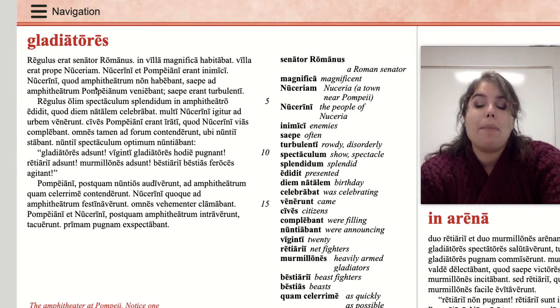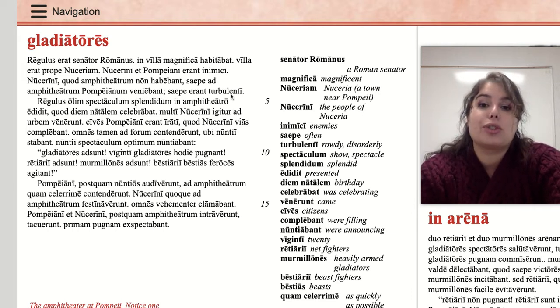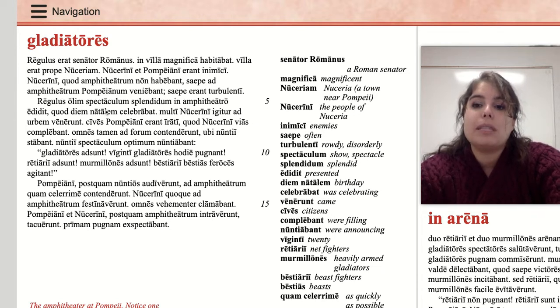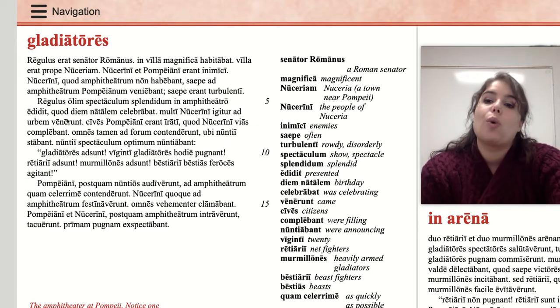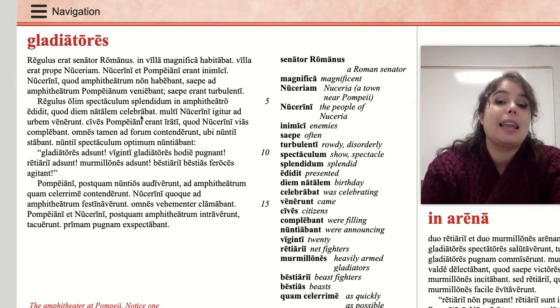Gladiātōrēs. Regulus erat senator Romanus. In villa magnifica habitabat. Villa erat prope Nuceriam. Nucerini et Pompeiani erant inimici. Nucerini, quod amphitheatrum non habebant, saepe ad amphitheatrum Pompeianum veniebant. Saepe erant turbulenti. Regulus olim spectaculum splendidum in amphitheatro edidit, quod diem natalem celebrabat.